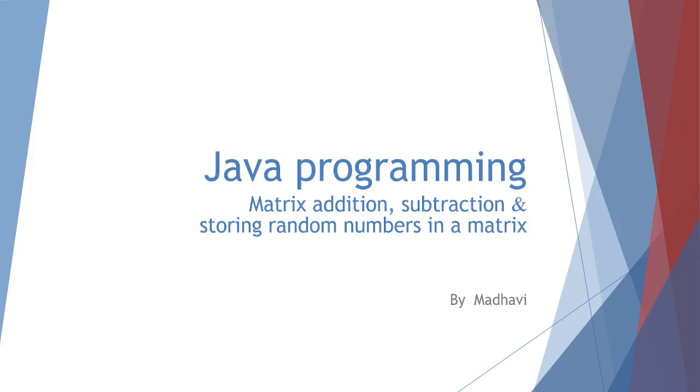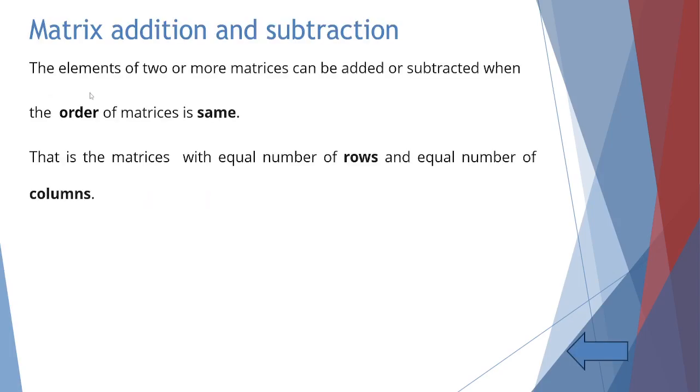In this video, I'll discuss three concepts: matrix addition, subtraction, and storing random numbers in a matrix. Let's see the introduction. The elements of two or more matrices can be added or subtracted if and only if the order of the matrices is the same. That means an equal number of rows and an equal number of columns are required.